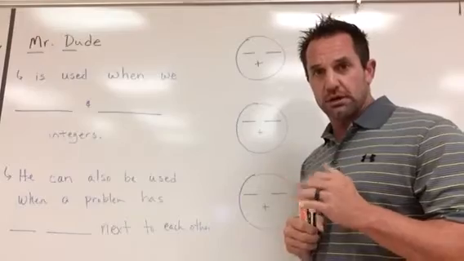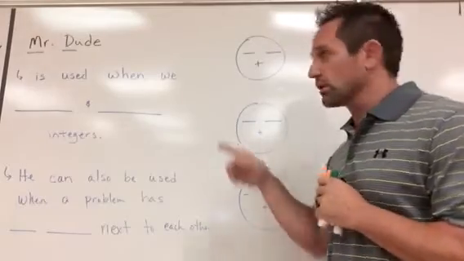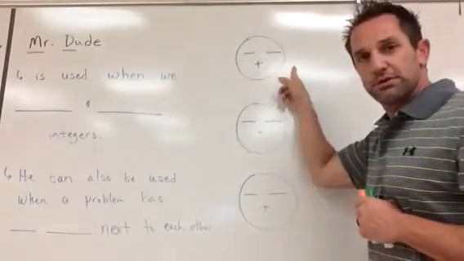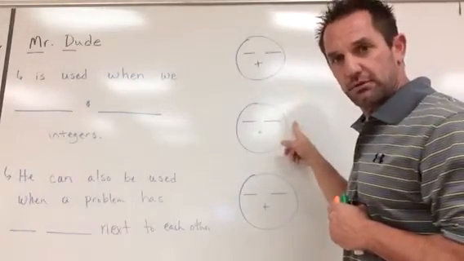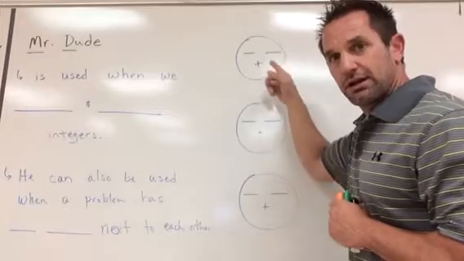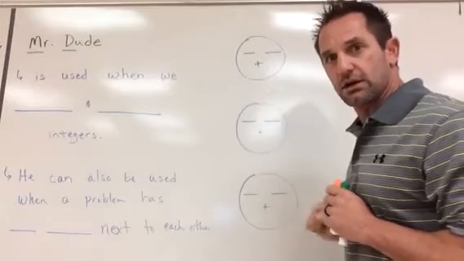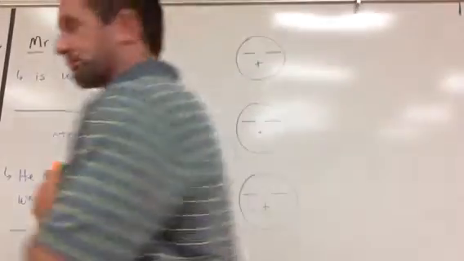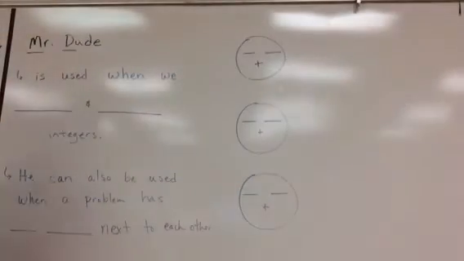Integers are whole numbers, and in order to do that, we're going to use my buddy, Mr. Dude. Here's an example of Mr. Dude right here, and a second example, and a third example. And we're going to get to these guys, and these guys are going to help us with multiplying integers. So let's go over here. I'm going to be out of camera for a second.